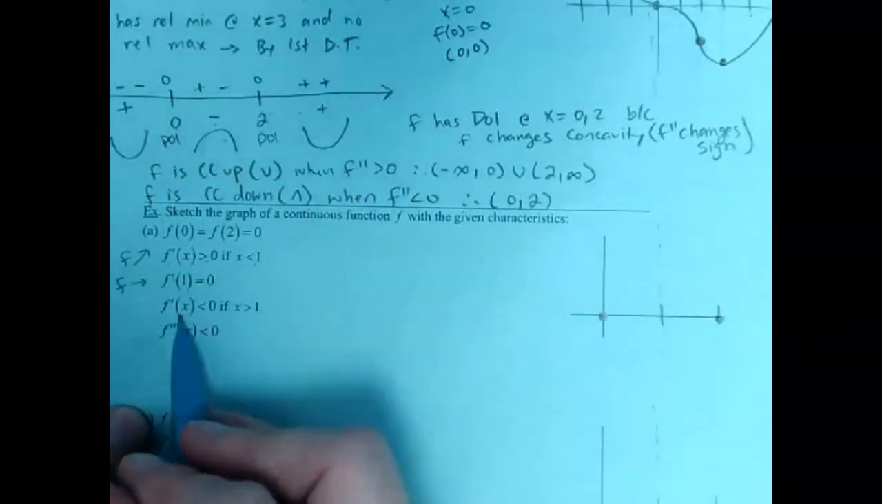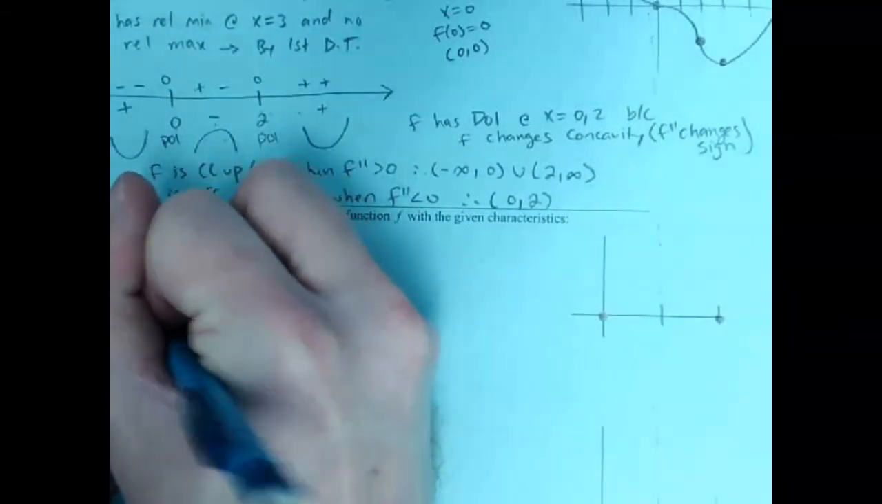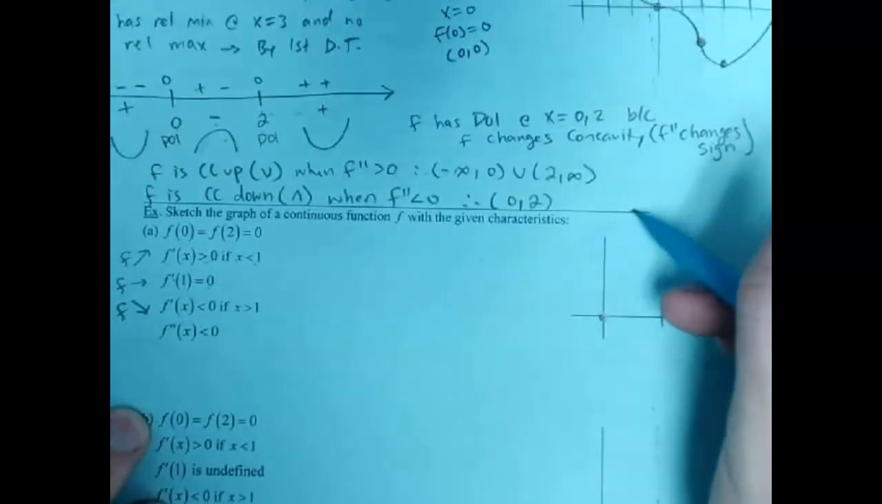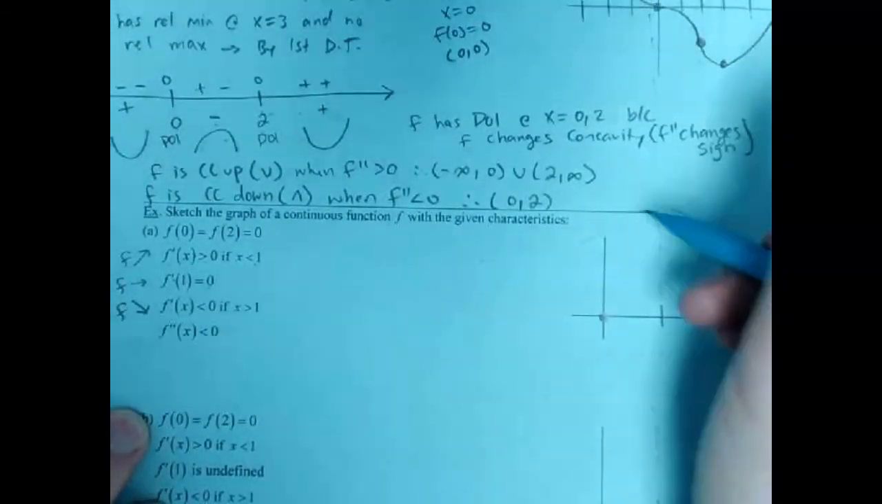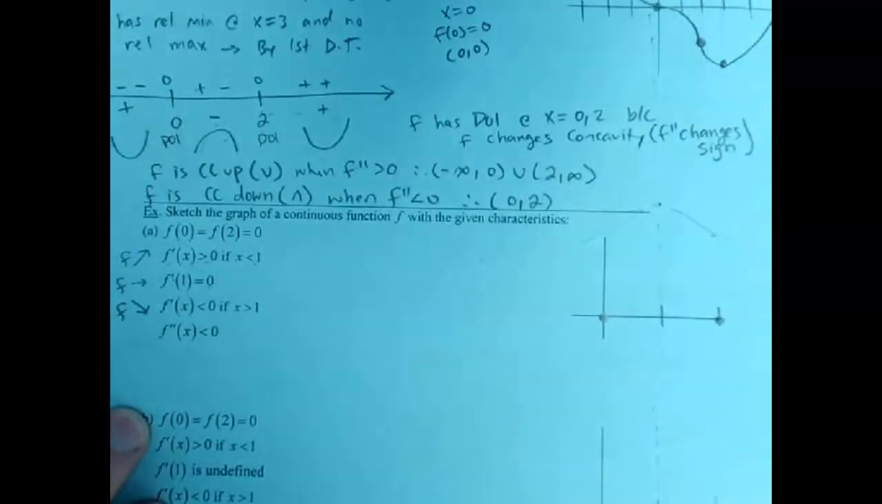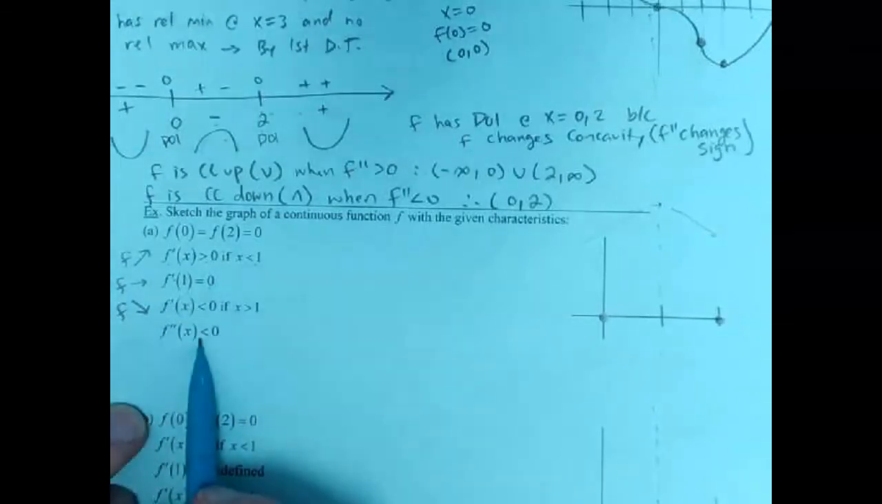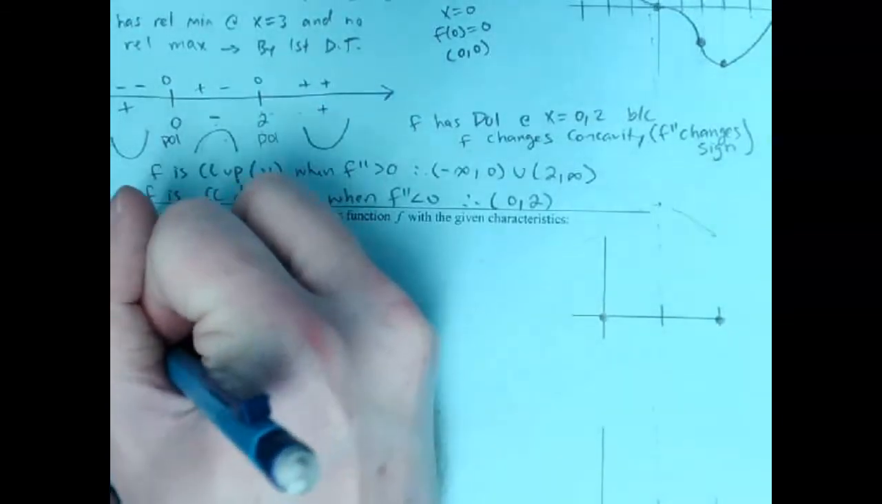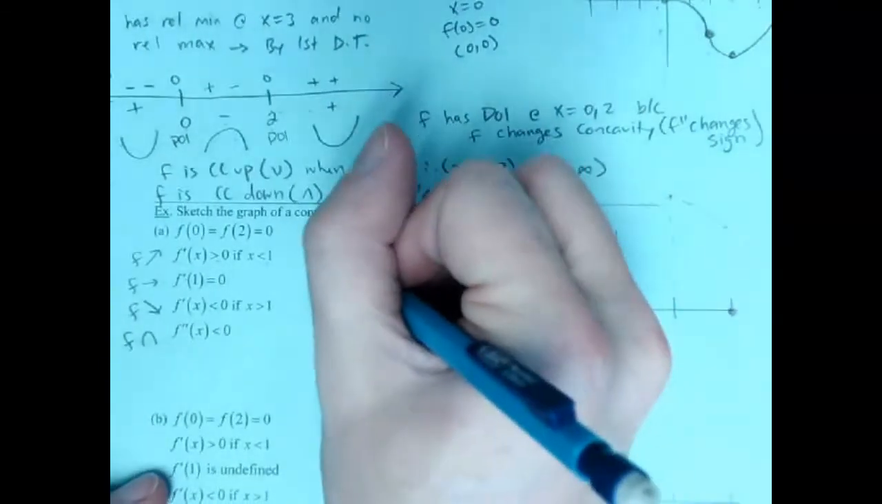Then the derivative is negative, so it's going to be decreasing. So I know it's increasing, then it's decreasing, and right at this point, it's constant. And then it says the second derivative is always less than 0, so your function is always concave down. So let's think about the combinations.